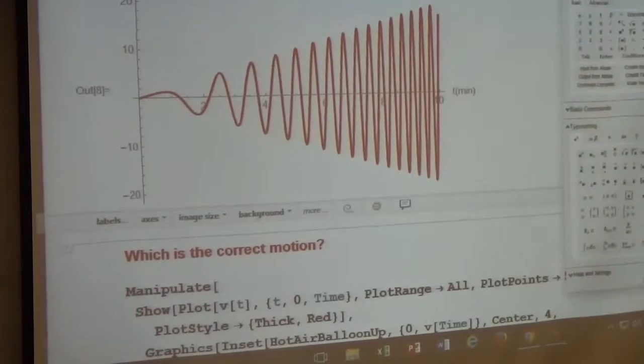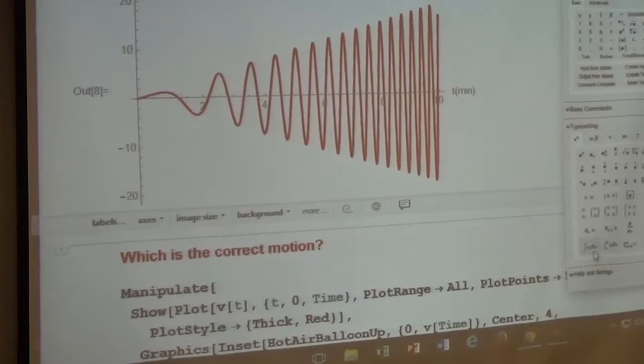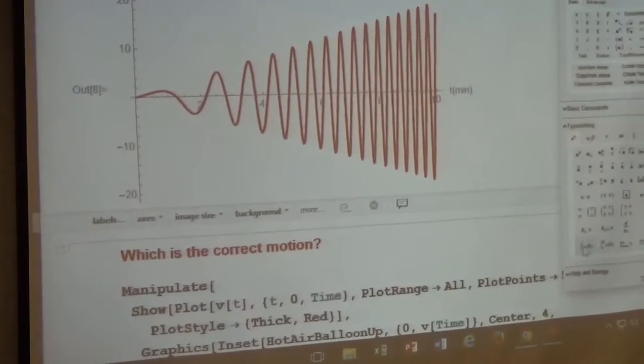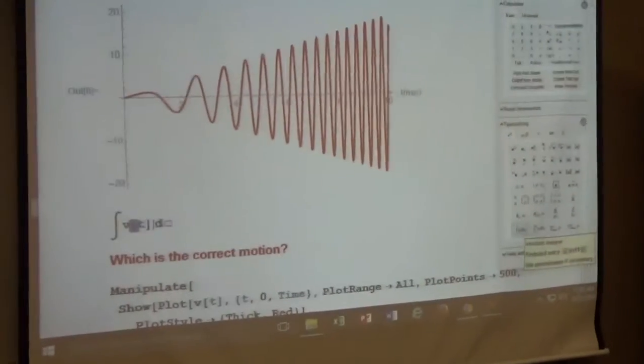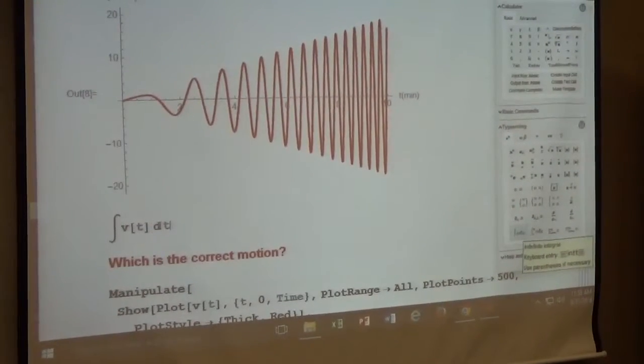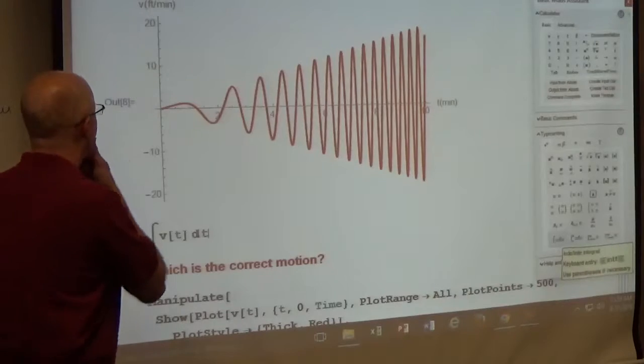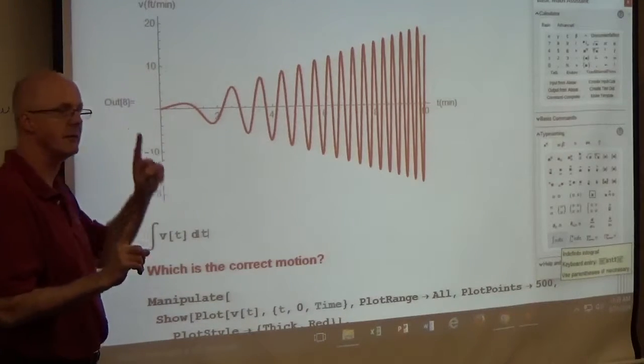With this basic math assistant palette, you can do indefinite integrals. That's the lower left button right there. Zoom in on that. That's an indefinite integral, an antiderivative. You can actually type the function here instead of the formula. By the way, notice that this is something you do want to know.